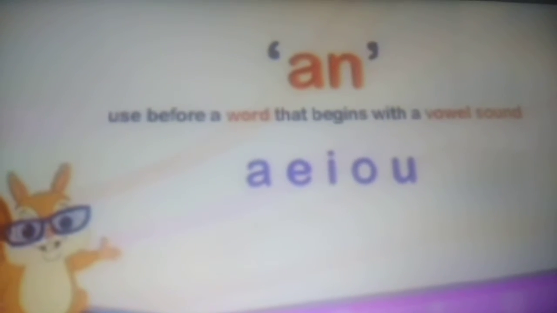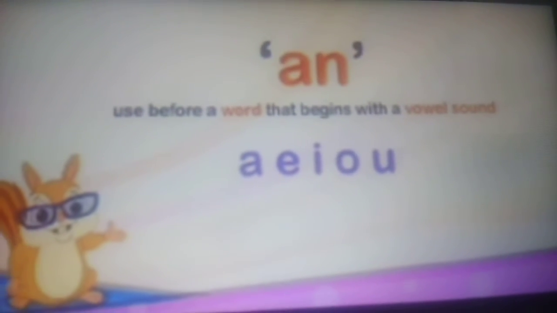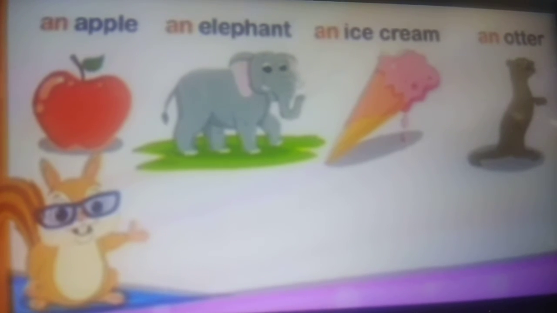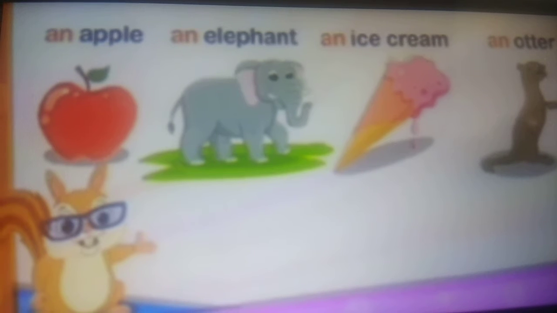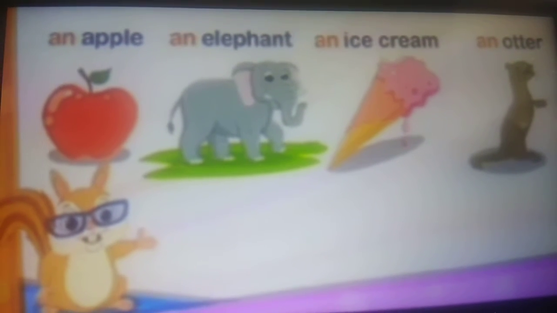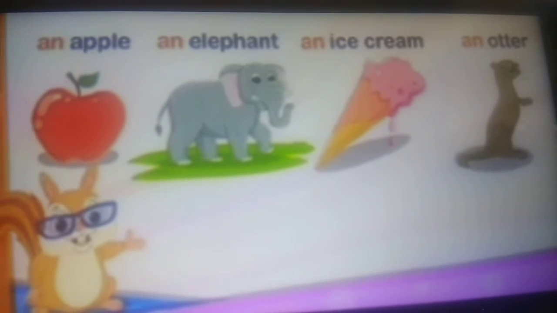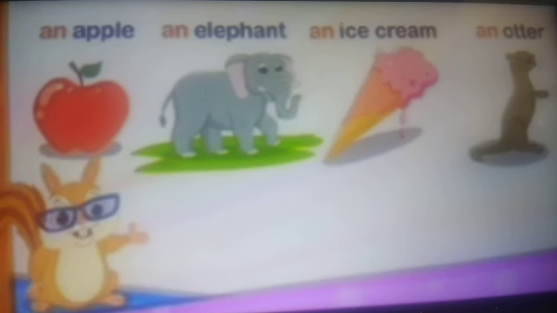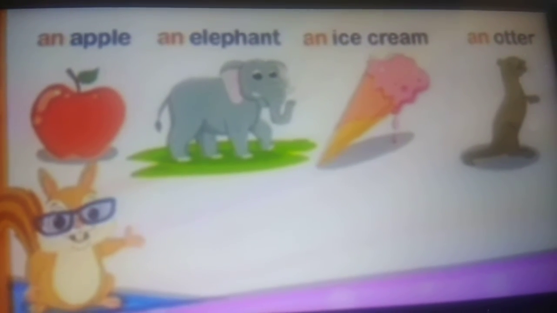An is used before a word that begins with a vowel sound. Now let's see some examples. Apple. A-P-P-L-E. Apple. In that, what is the first letter? First you have to identify the first letter. A. A is a vowel. That's why we say an apple.